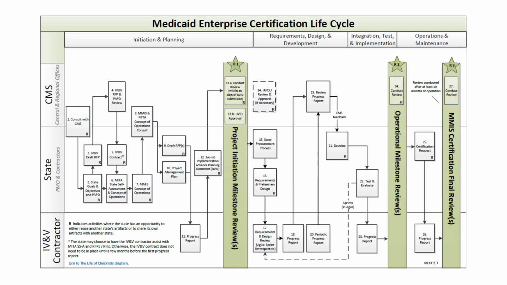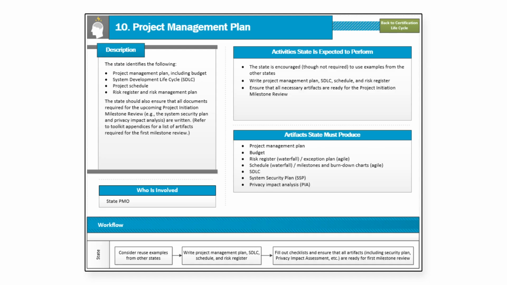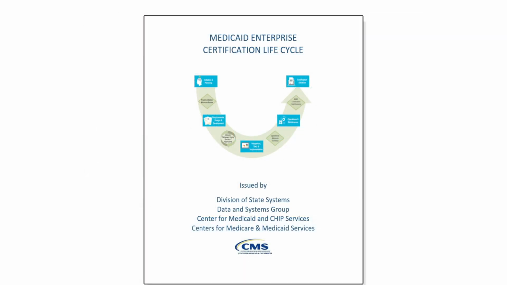When any of these activities are clicked, the reader is taken to an at-a-glance sheet. These quick reference pages summarize the purpose of the activity, who is involved, what is expected, and the lower-level steps. Greater detail about each activity can be found in the Medicaid Enterprise Certification Lifecycle, or MECL document. Let's look at the MECL.